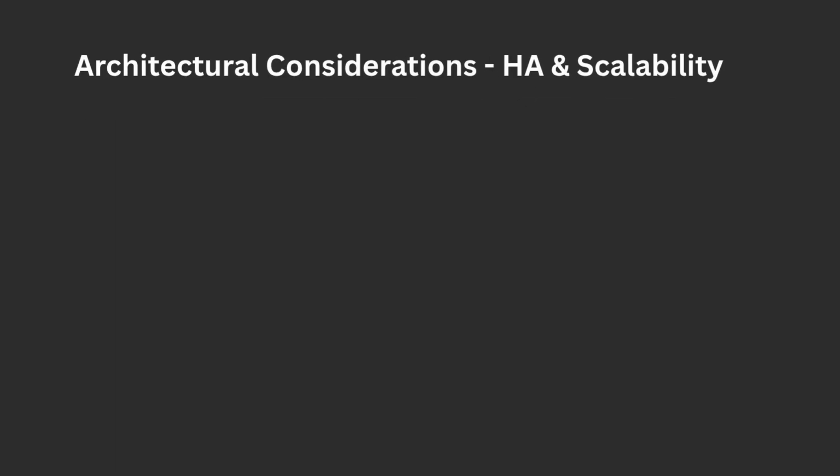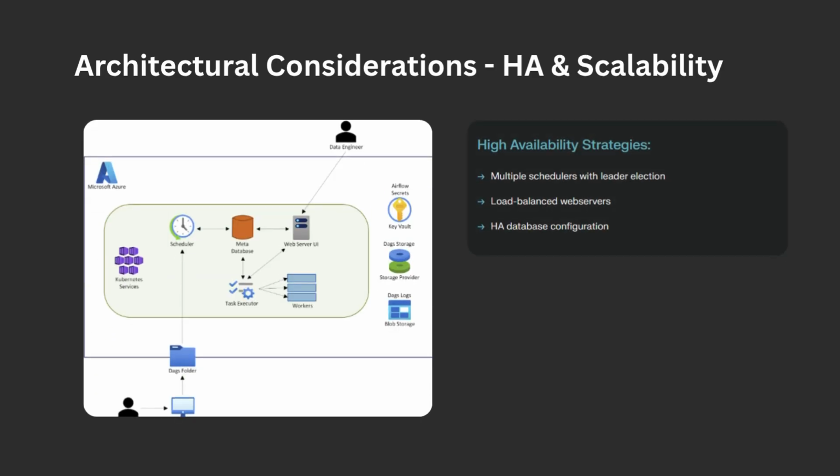Architectural considerations: high availability and scalability for production deployments. Ensuring a robust, highly available system is paramount. Scheduler high availability. You can run multiple schedulers simultaneously. They use a database-backed leader election mechanism to ensure only one scheduler is actively creating DAG runs and submitting tasks, while others stand by as hot spares.